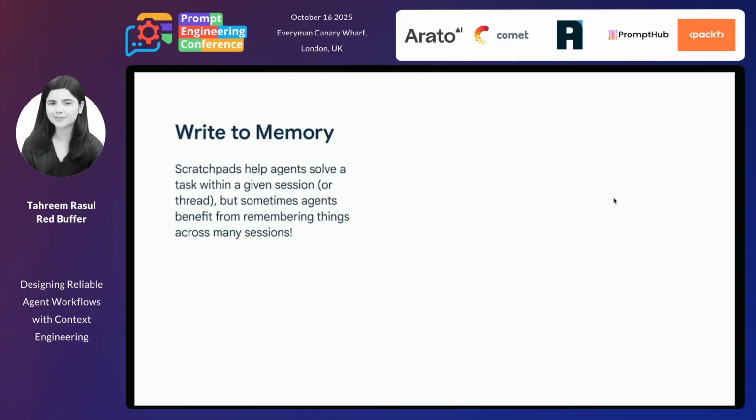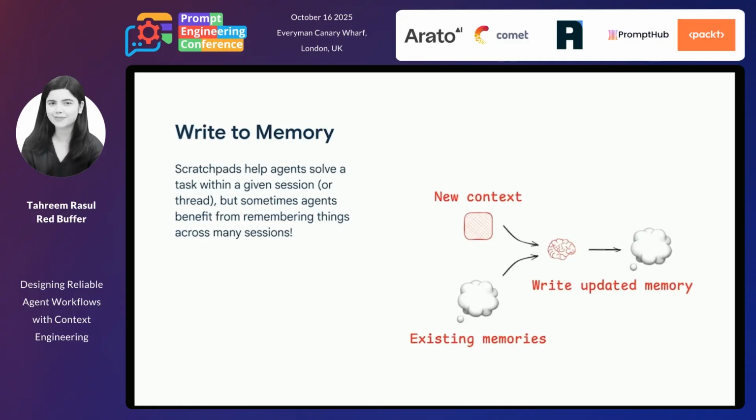The second is around memory. Scratchpads are great, once again, if you want to do it for a particular session, but if you want to do it across sessions, then you can also write to memory. And even within a particular session, you don't have to do the Scratchpad approach. You can still write to a database. The idea is that you have some existing memories, as new context comes in you update the memory, and then have that be available for your agent to refer to throughout the different turns.